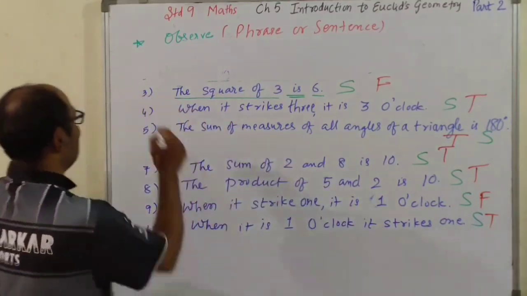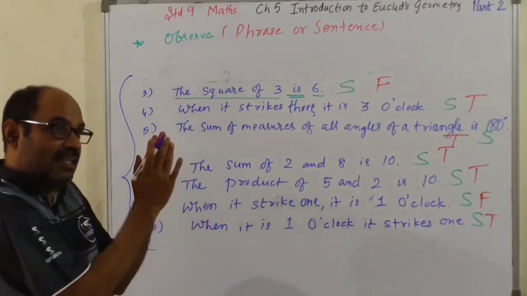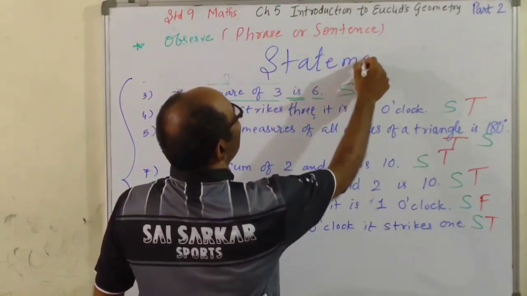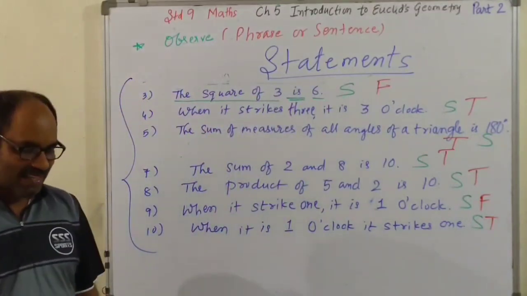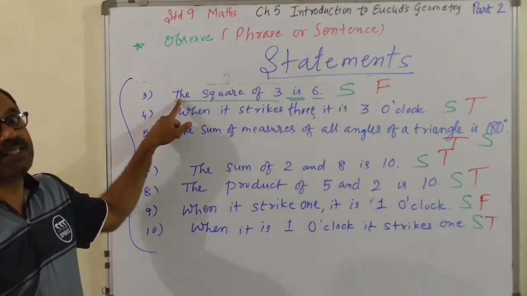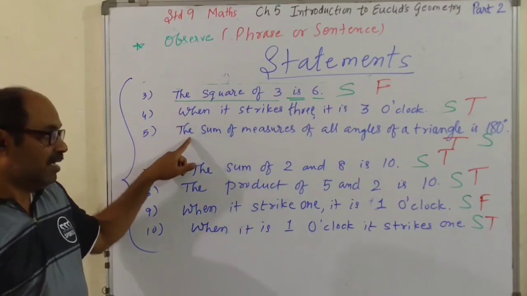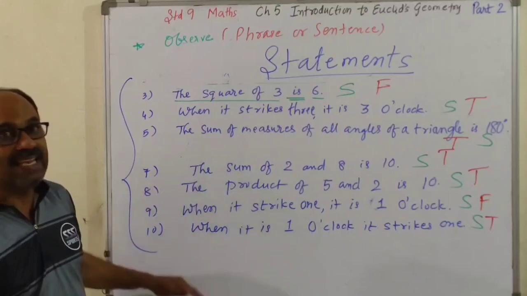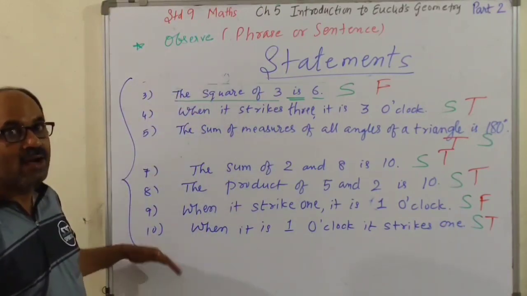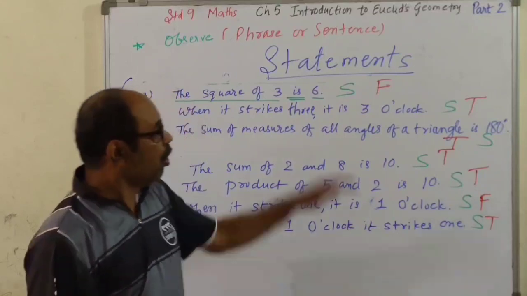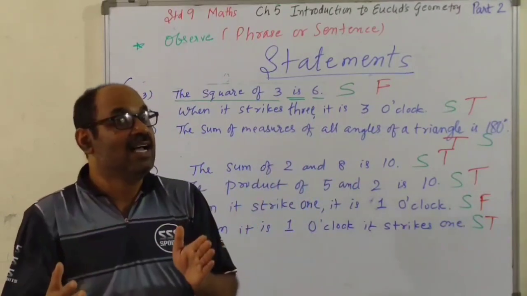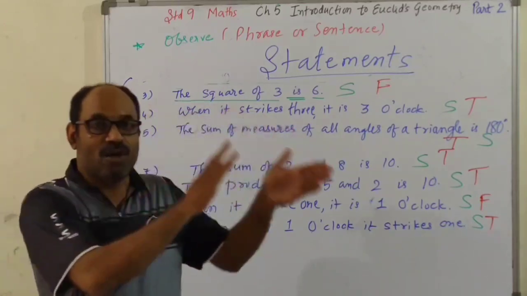So this type of sentences, the sentences which remain, which are either definitely true or definitely false, are called statements. So the square of 3 is 6, definitely it is false. So it is a statement. All these sentences you can call statements. But what I removed just now, they are not statements. What does that mean? Not every sentence is a statement, but every statement is always a sentence. So every sentence is not always a statement, but every statement is always a sentence.